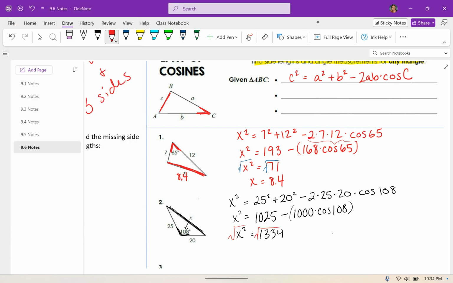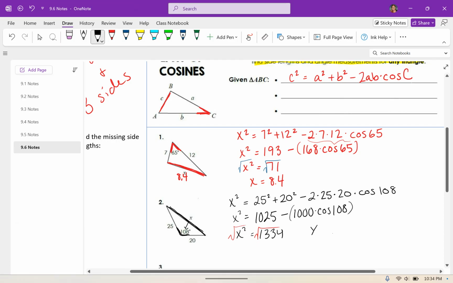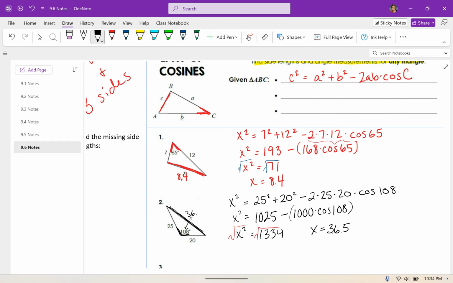Alright, so x equals 36.5. That's one that I do feel comfortable with. And thanks for bearing with me, guys.